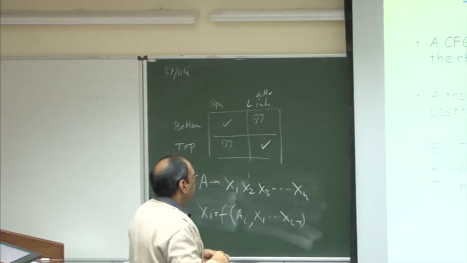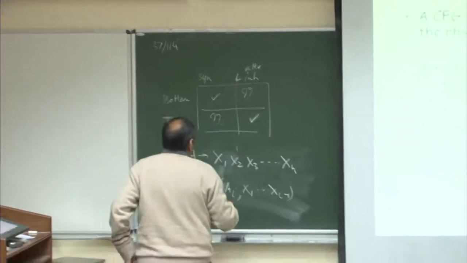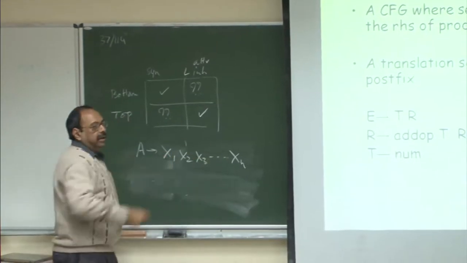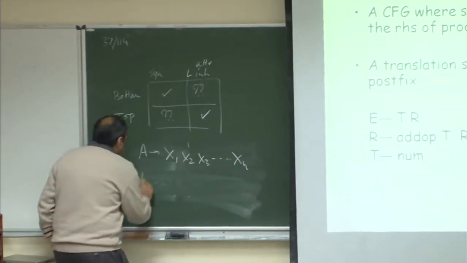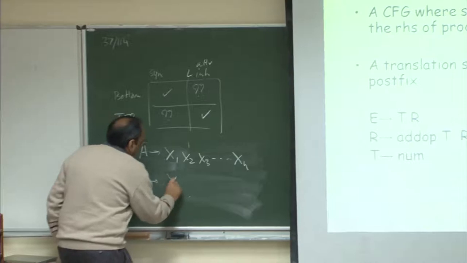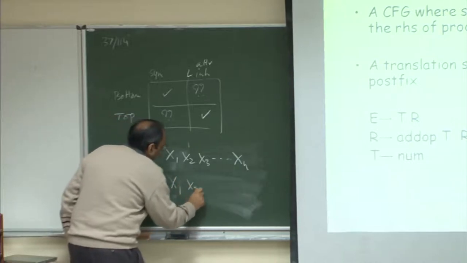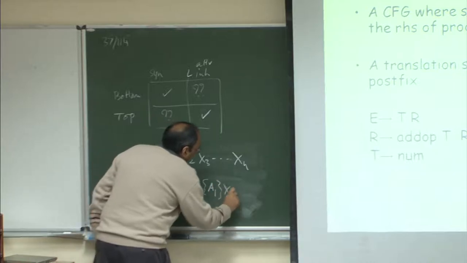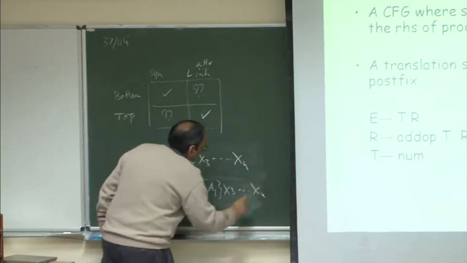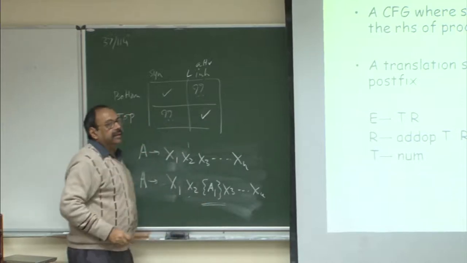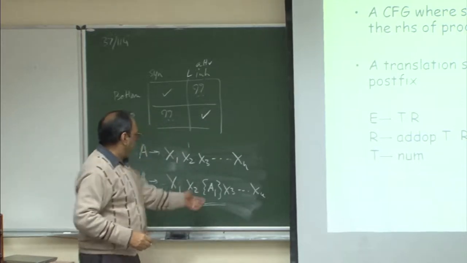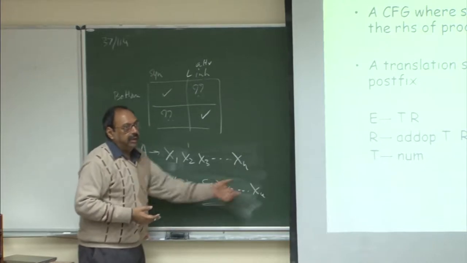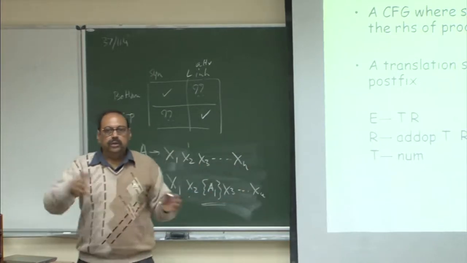Okay? So I can have something like this: I can write a production like this, and then a translation scheme may have x1, x2, and then some action 1, and x3 and so on. You can see that here I am forcing some action, which is code or an attribute equation, in the middle of the grammar symbols, not just at the right hand side.